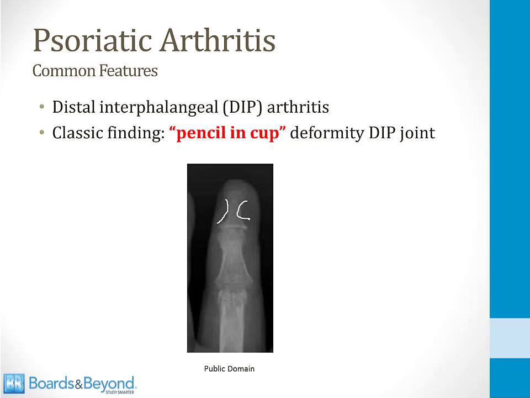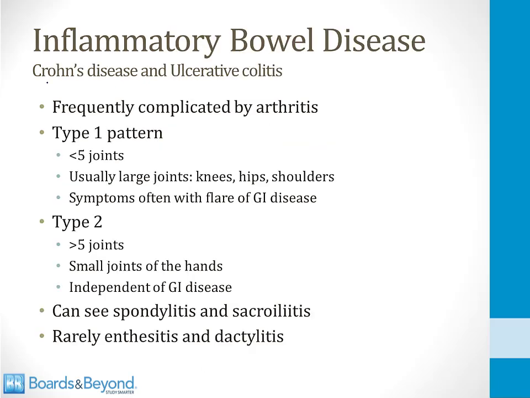So people think that looks like a cup, and therefore the middle phalange looks like a pencil inserting into a cup. That's called the pencil and cup deformity, a classic finding in psoriatic arthritis. In the GI section, I have a video on inflammatory bowel disease, including Crohn's disease and ulcerative colitis.